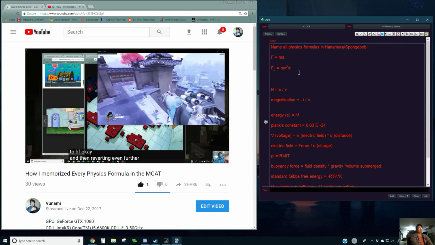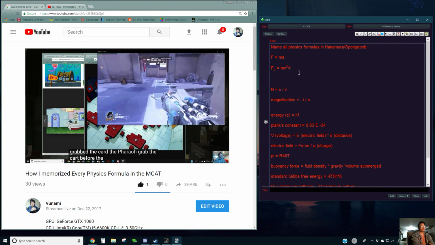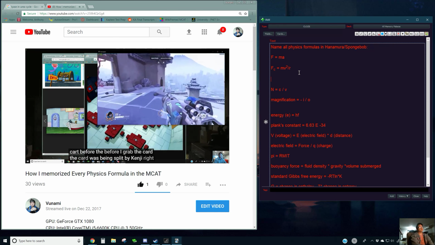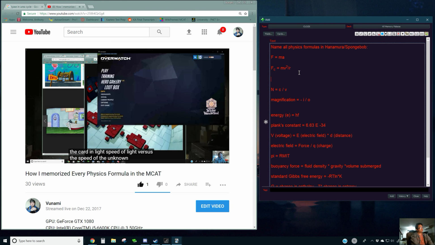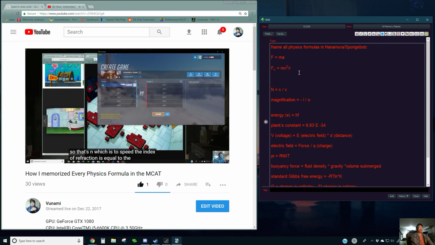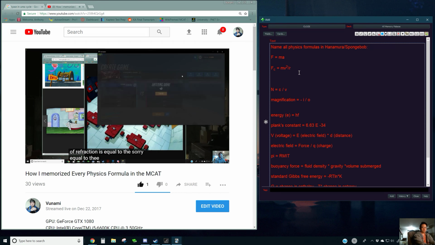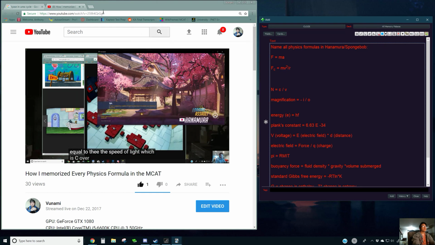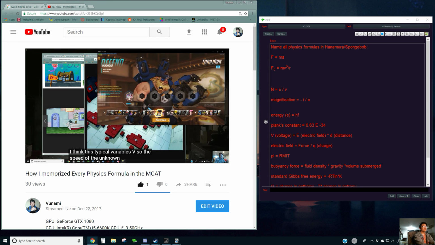Okay. And then reverting even further back, before this actually happened, remember the card was being split, right? And I grabbed the card, Pharaoh grabbed the card. Before I grabbed it, the card was being split by Genji. Genji split it with the sword, right? And as he split with the sword, we are looking at the index of refraction, where we have the speed of light versus the speed of the unknown in medium. So that's n, the index of refraction, which is equal to the speed of light over the velocity. So I think it's v. The physical variable is v. So the speed of the unknown in medium is v.